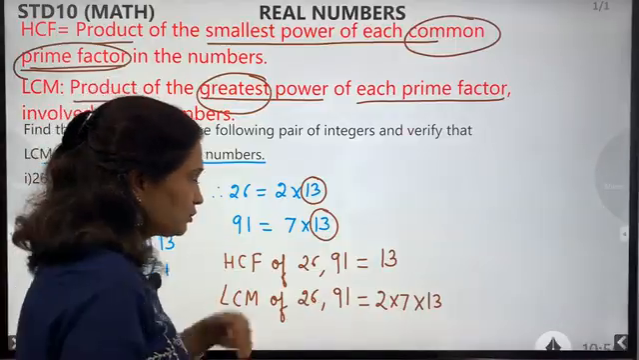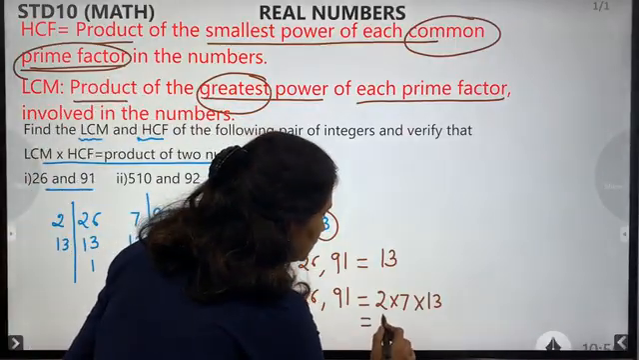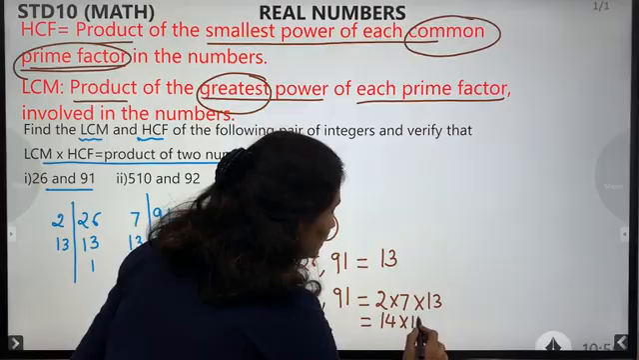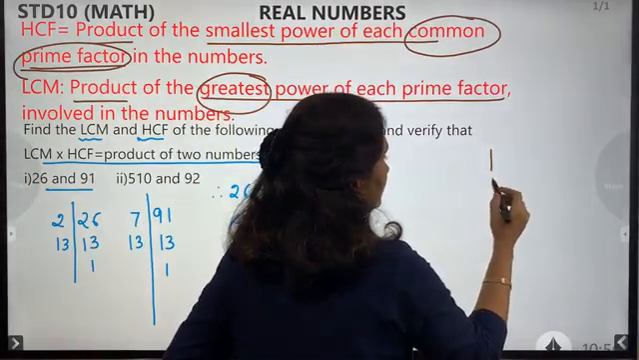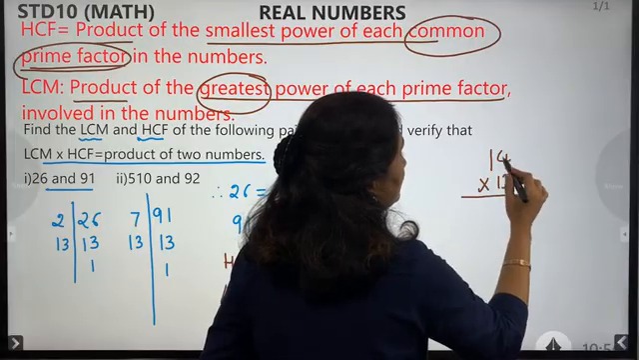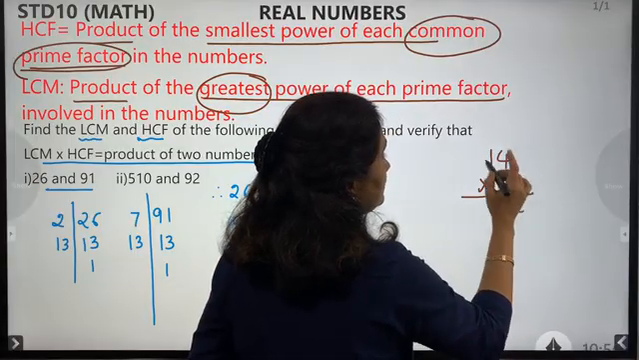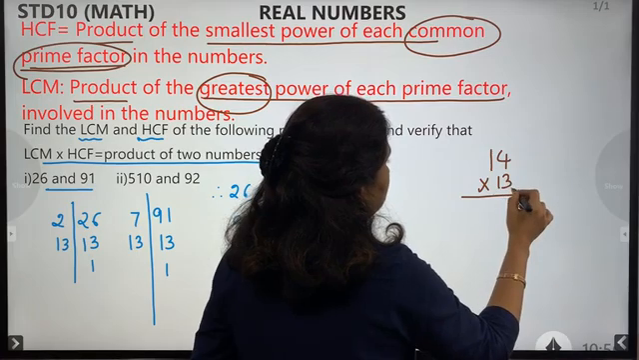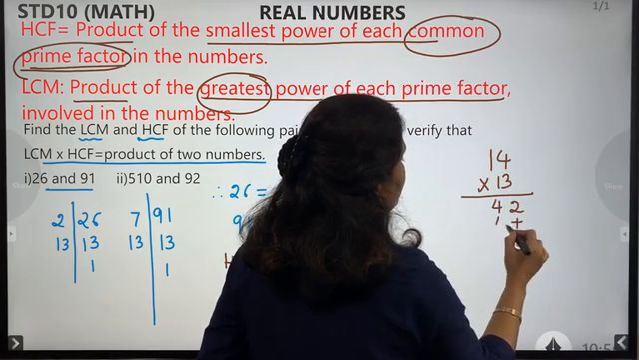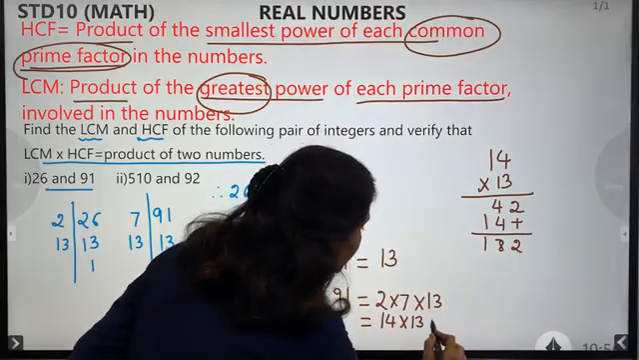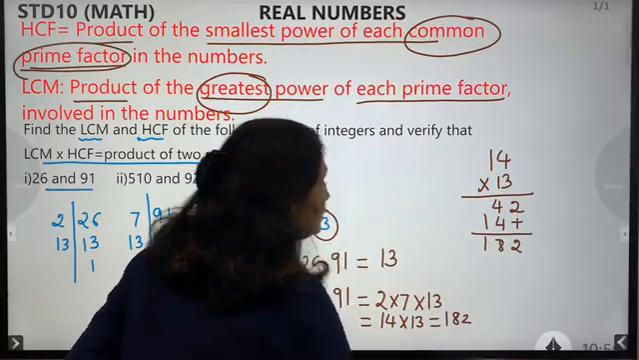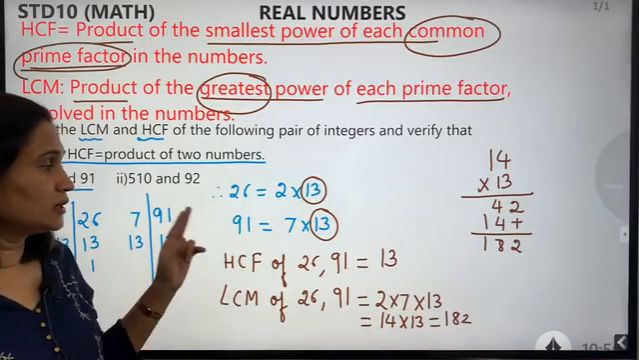That is 2 into 7 into 13, which is 14 into 13. And let me see what answer I get for 14 into 13. So, 14 into 13 will give me 4 3s are 12, carry 1. 42 plus 4 and 1 and 2, 8. So, 182 will be the lowest common multiple for these two numbers.